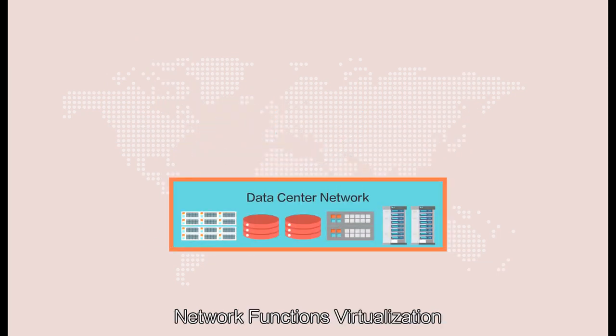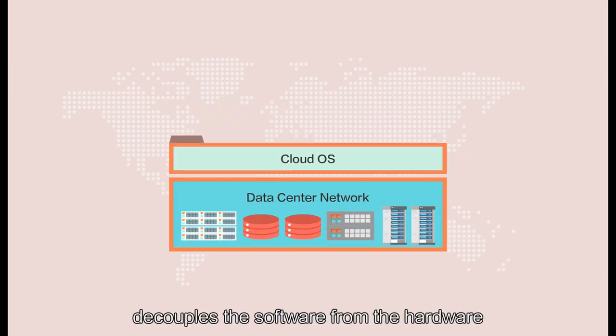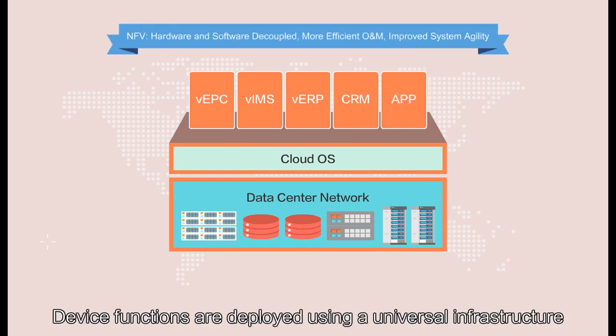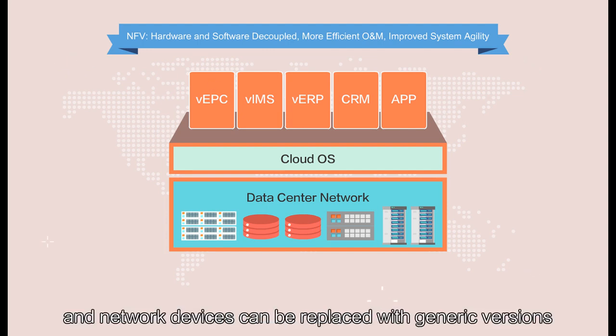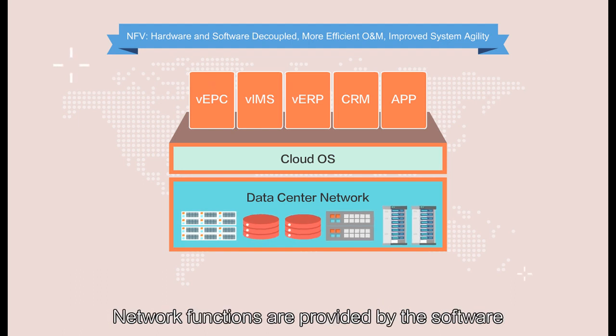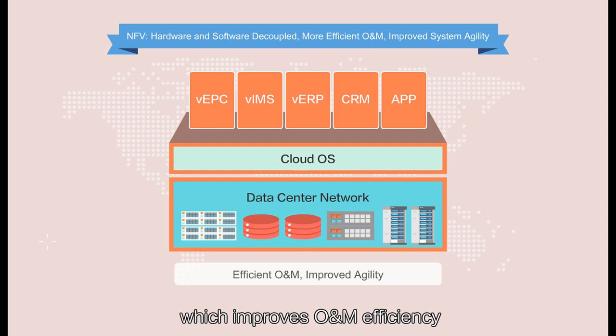Network functions virtualization decouples the software from the hardware. Device functions are deployed using a universal infrastructure. Proprietary computing, storage, and network devices can be replaced with generic versions. Network functions are provided by the software, which improves O&M efficiency and makes the system more flexible.